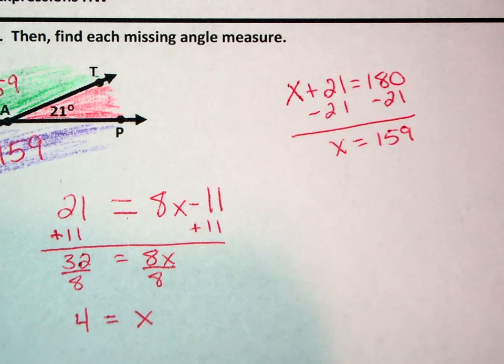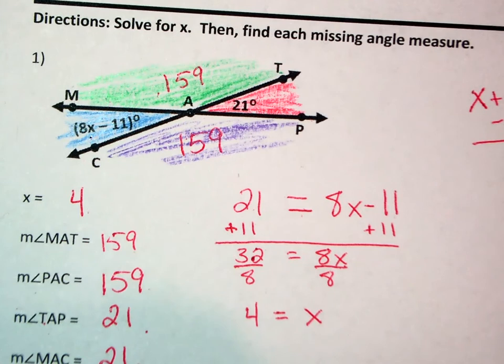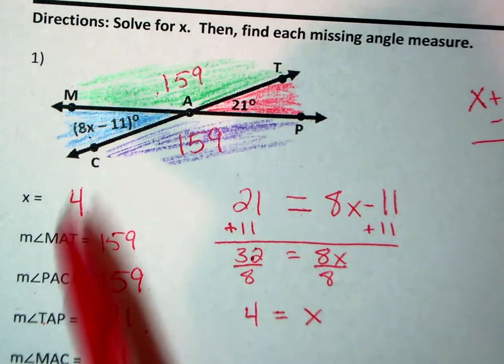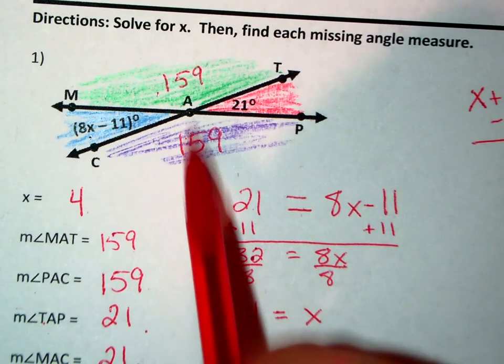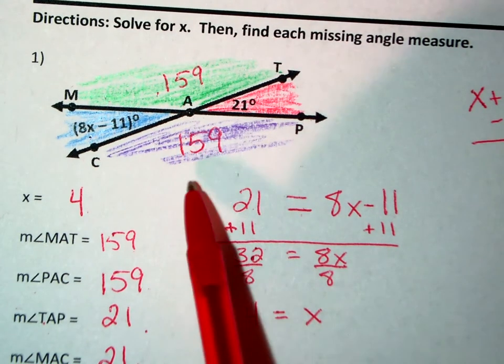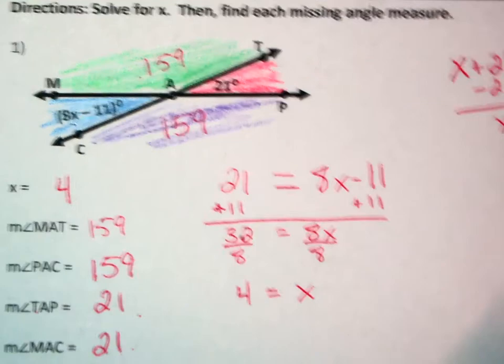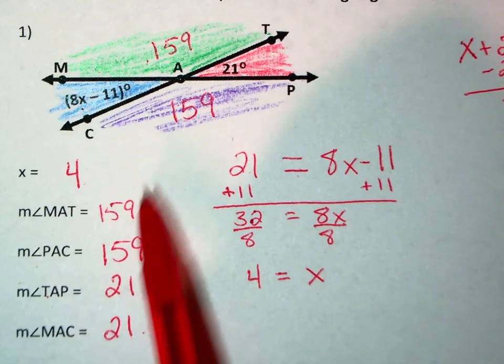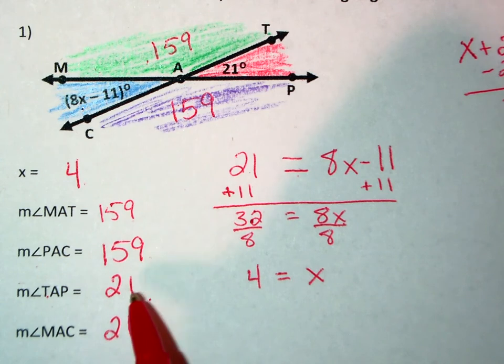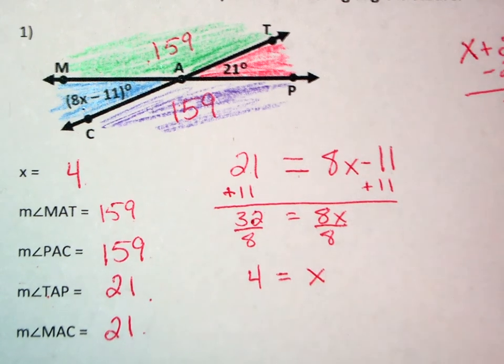Subtract 21 from both sides, and I get 159 as a measure for my green angle. And since purple is vertical to green, it will also have 159 degrees. So my solutions would be 4, 159, 159, 21, and 21.